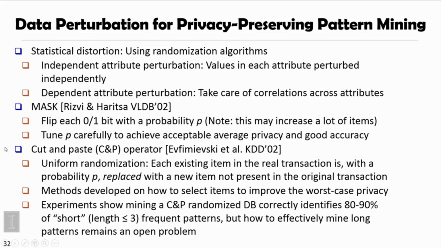Actually, the experiments show that if you want to mine short transactions, short patterns, short itemsets, with this cut-and-paste randomized database, you mine it, and you may correctly identify 80 to 90% of short patterns, like length less than or equal to 3. But if you want to mine long patterns, because of such perturbation, a lot of long patterns may be destroyed. So how to effectively mine such long patterns while still remaining good privacy is an open problem.